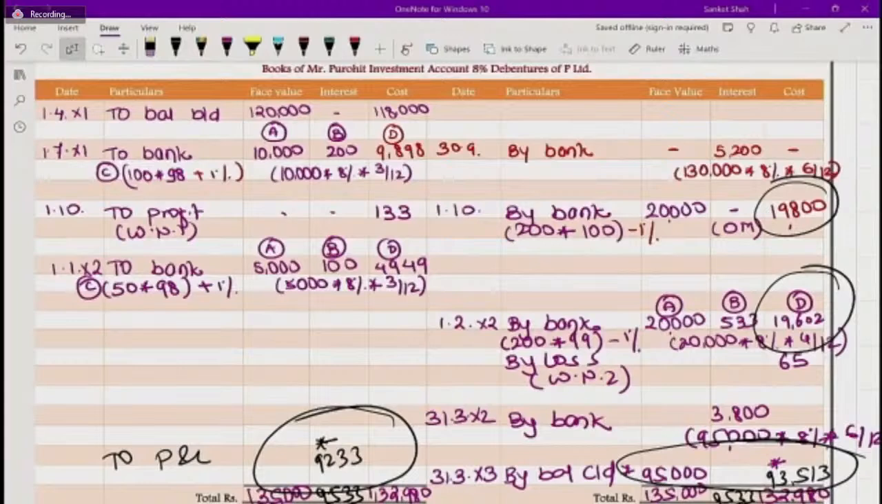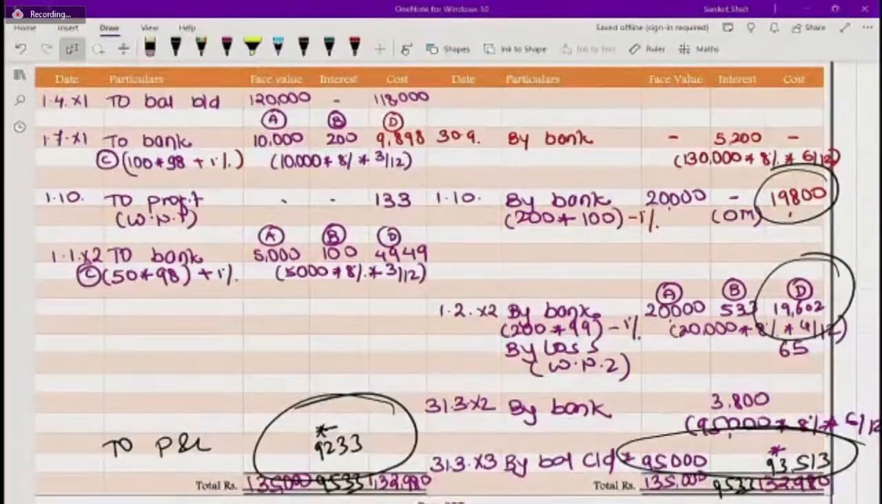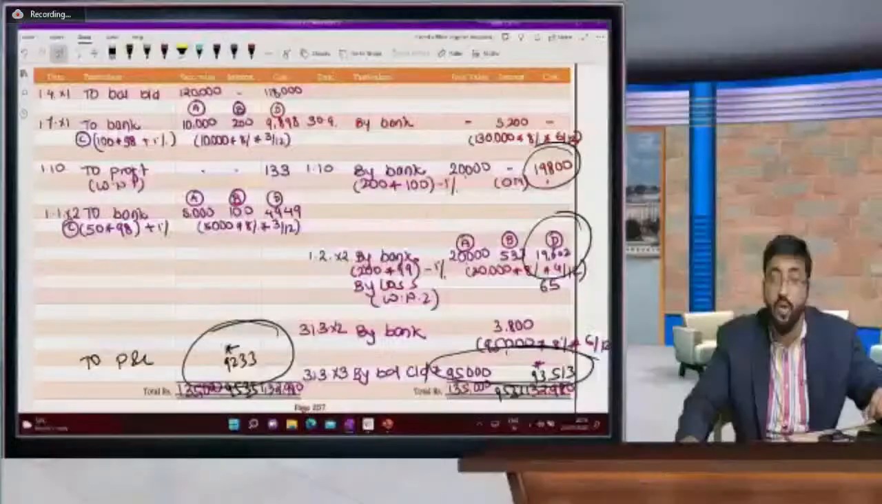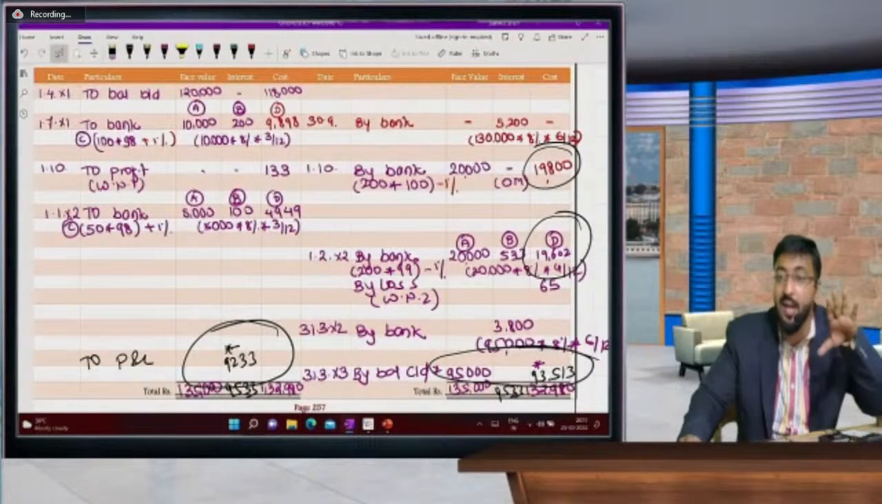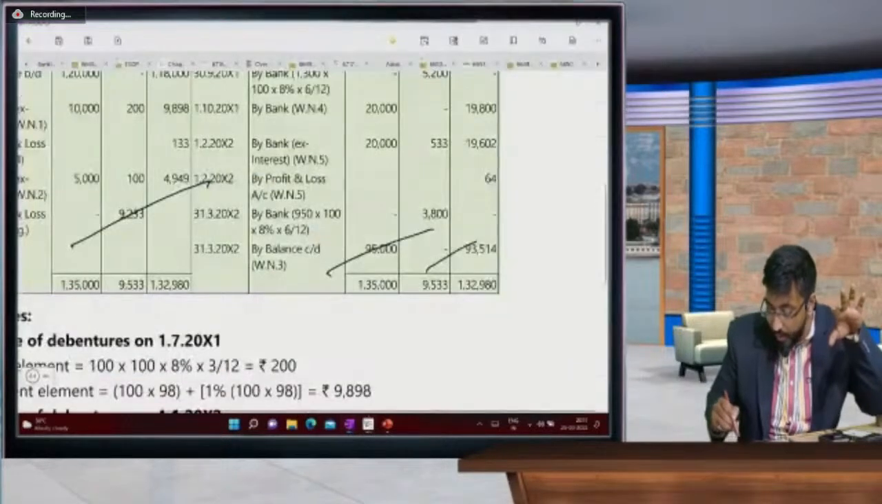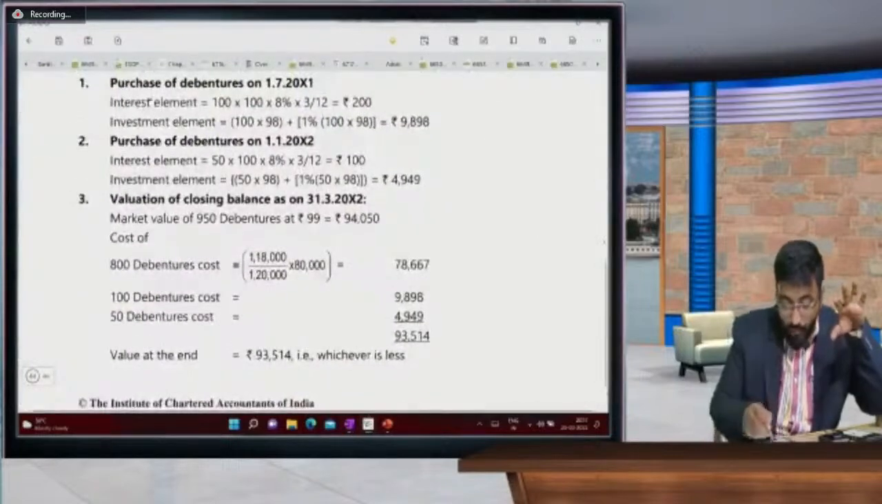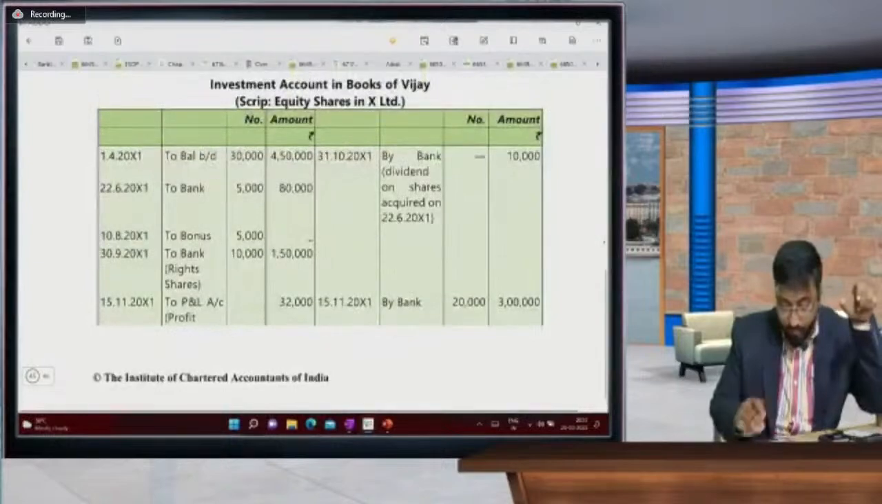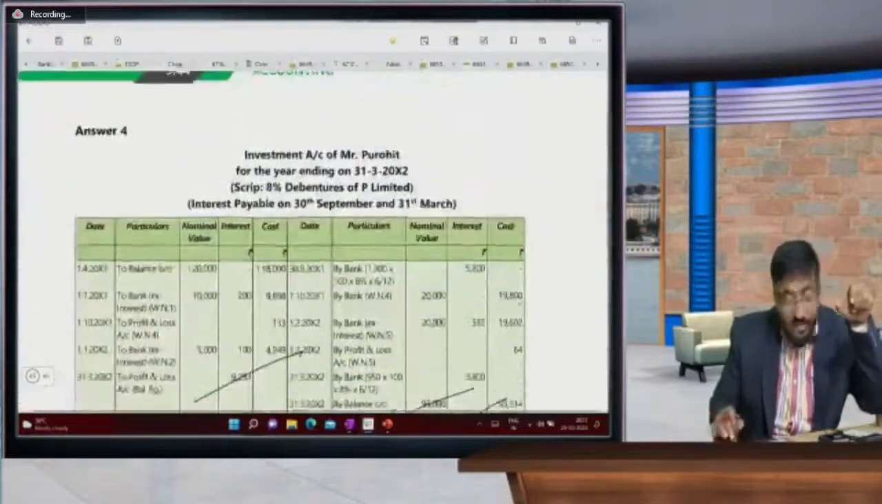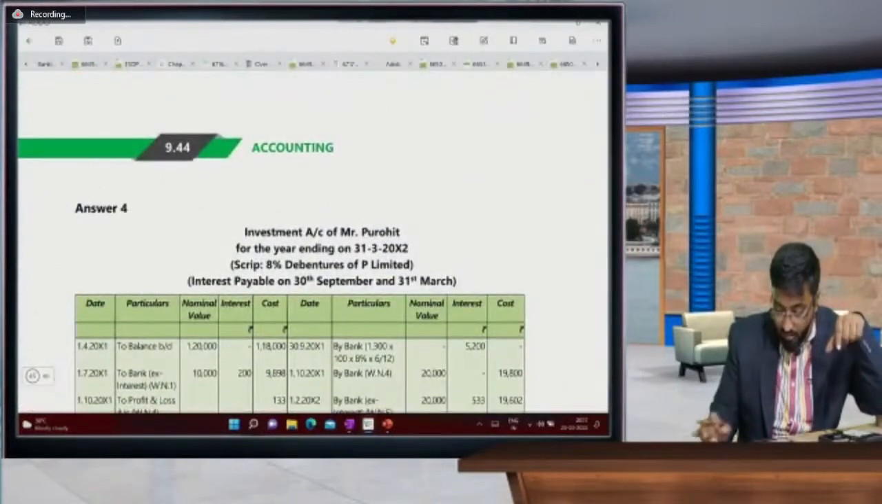See, beta, sales value is given in the question. We have calculated as above. As above means directly in the question we calculated 19,800. See, ABCD technique is really very easy. Otherwise, you have to prepare working notes like ICI. You want to prepare working notes like this? Yes, beta. Or ABCD technique is more comfortable.